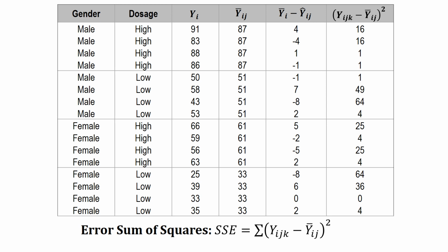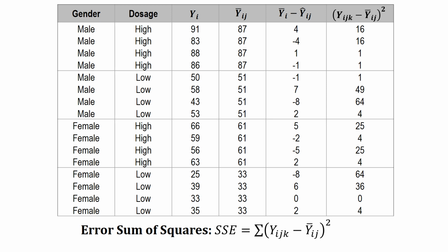The final sum of squares that we need to calculate is the within-group variation, or the error sum of squares. Now recall that this looked quite complicated, but all we really need to do is find the squared deviation between each observation and its corresponding cell mean.